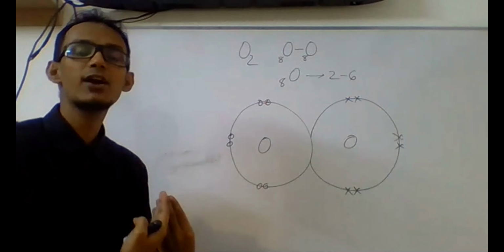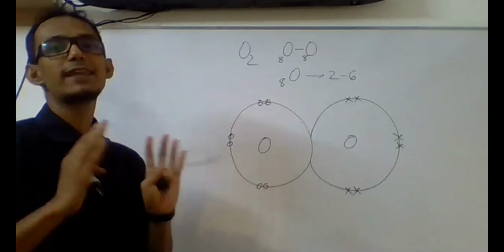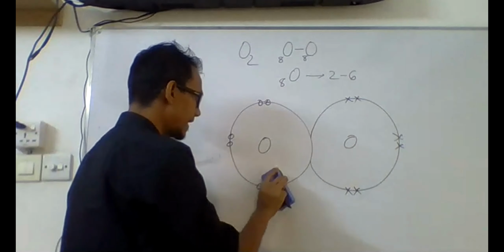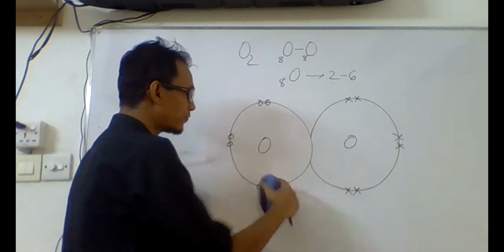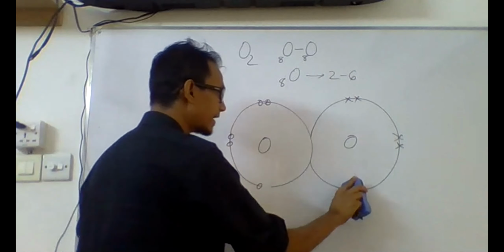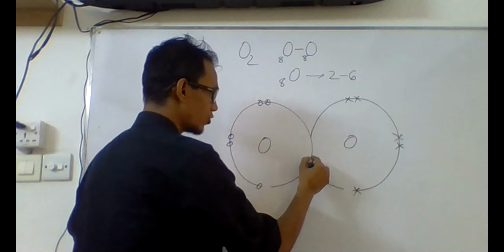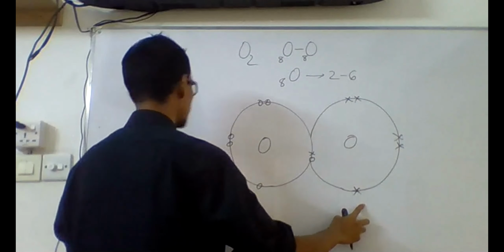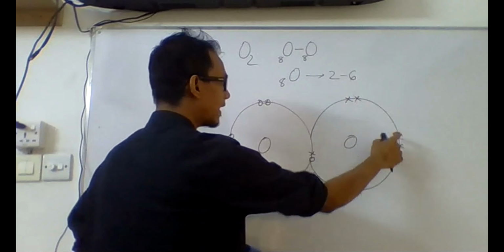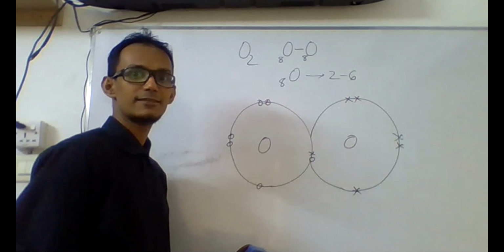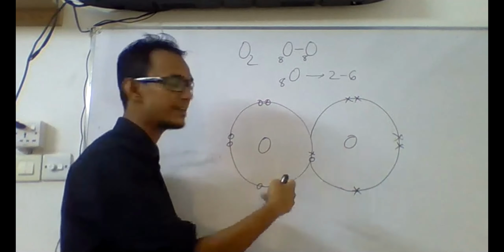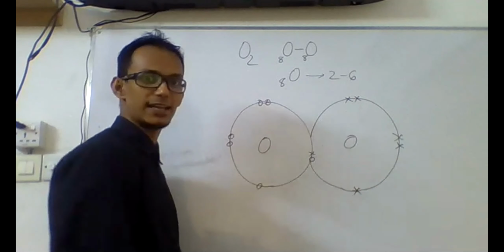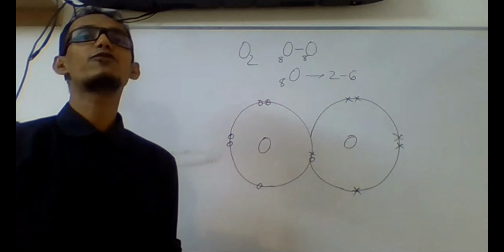Now they will start sharing. What is the objective? To fulfill their outer shell, right? So oxygen has 6 electrons, and they say, let us share 1 electron each. So 1 dot and 1 cross. Now count the electrons. How many electrons in this oxygen? 1, 2, 3, 4, 5, 6, 7. After sharing, 7 electrons, 7 electrons. The outer shell is not fulfilled yet.